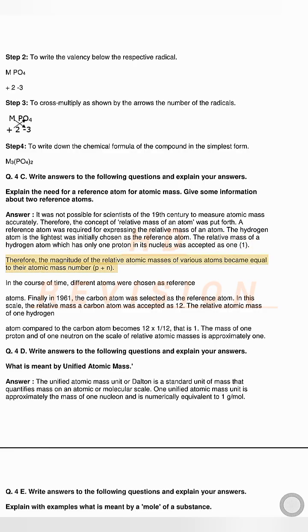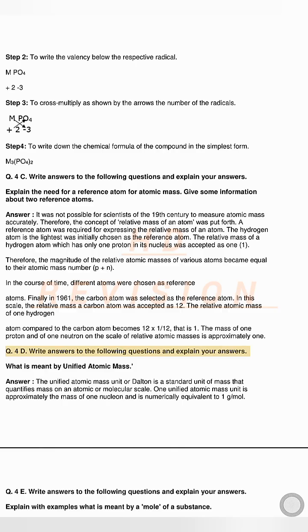Therefore, the magnitude of the relative atomic masses of various atoms became equal to their atomic mass number, p plus n. In the course of time, different atoms were chosen as reference atoms. Finally, in 1961, the carbon atom was selected as the reference atom. In this scale, the relative mass of carbon atom was accepted as 12. The relative atomic mass of one hydrogen atom compared to the carbon atom becomes 12 by 1/12, that is 1. The mass of one proton and of one neutron on the scale of relative atomic masses is approximately 1.